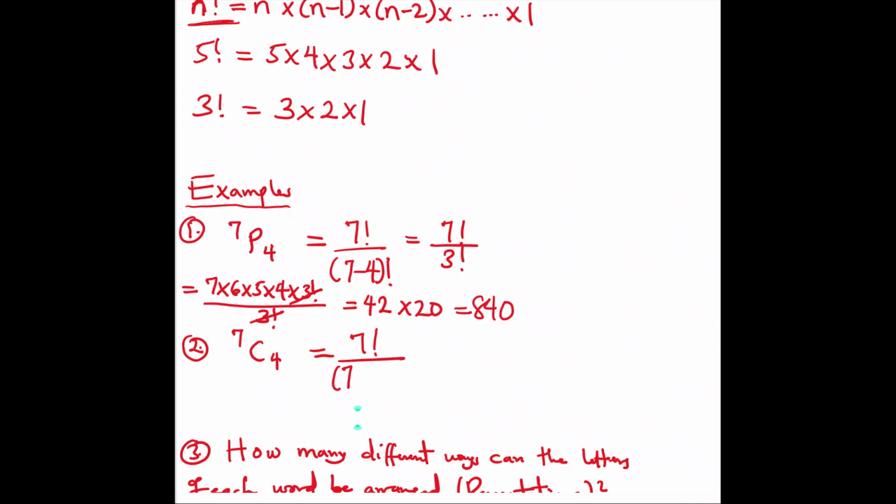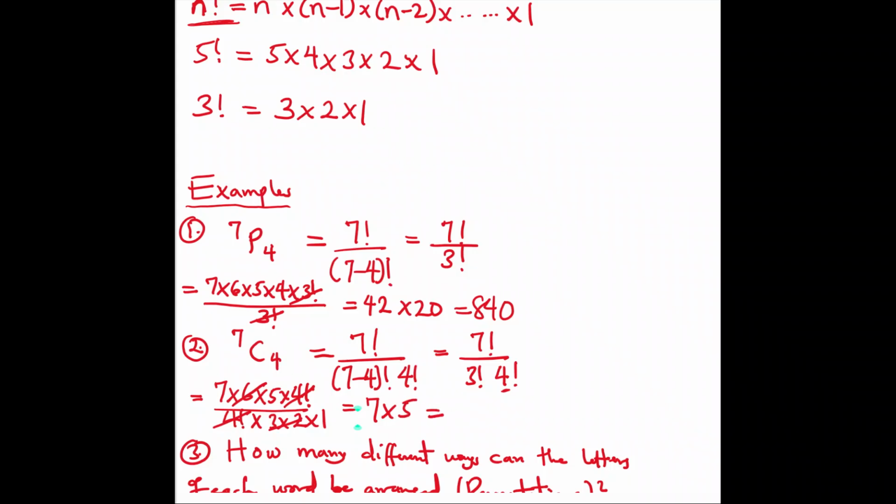Okay, so this one we have 7 combination 4. That's 7 factorial over 7 minus 4 factorial times 4 factorial. So I have 7 factorial over 3 factorial times 4 factorial. I'm going to write it up to 4, so that's 7 times 6 times 5 times 4 factorial over 4 factorial times 3 times 2 times 1. This 4 factorial will cross out 4 factorial. 3 times 2 is 6, which crosses out the 6 on top. So we have 7 times 5, which equals 35.